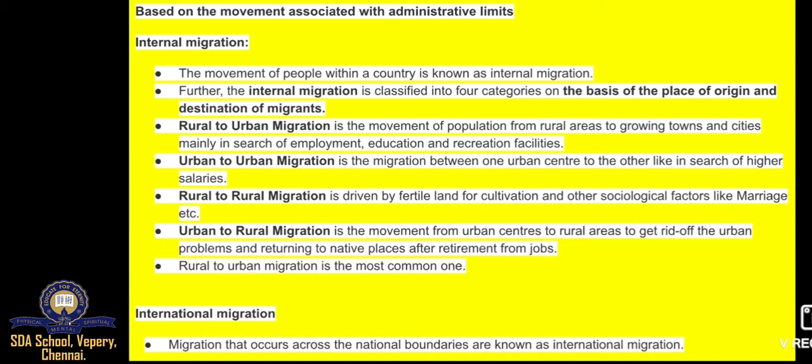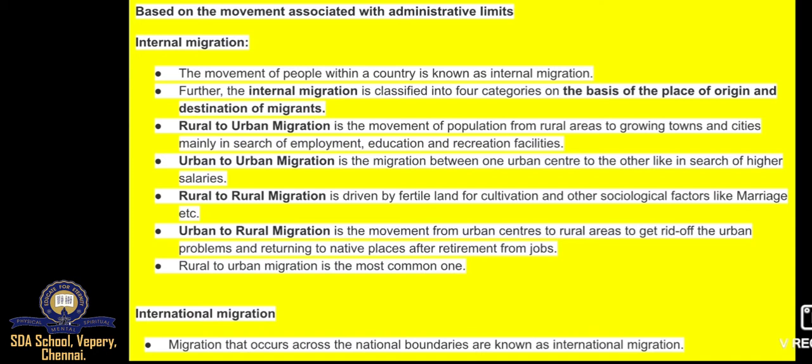And second category, urban to urban migration. Here the migration is between one urban center to the other, like in search of higher salaries. Third category, rural to rural migration. Rural to rural migration is driven by fertile land for cultivation and other sociological factors like marriage, etc.